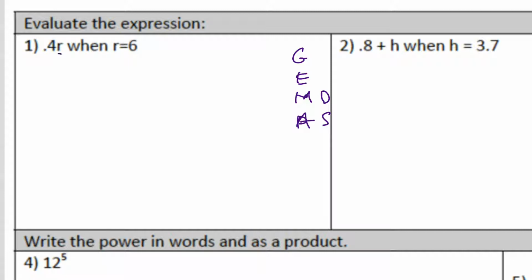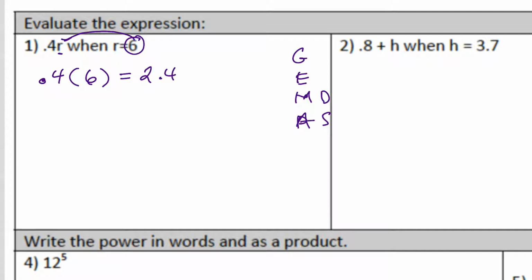So if we have r right here, remember, 6 equals r. We're going to plug that in for r right there. And remember, when you have a number and a variable next to each other, it means to multiply. So it's going to be 0.4 times 6. And if you get your calculator, 0.4 times 6 will give you 2.4.